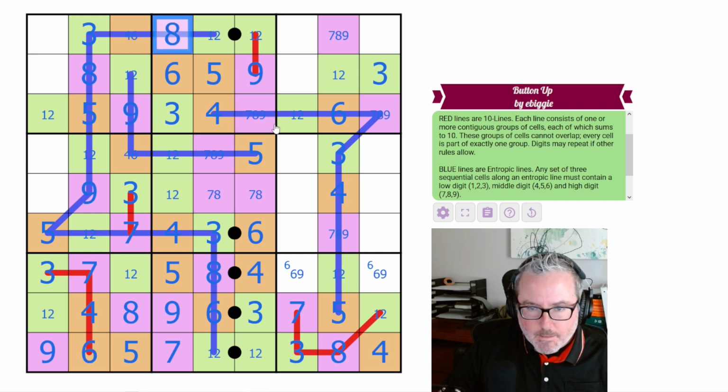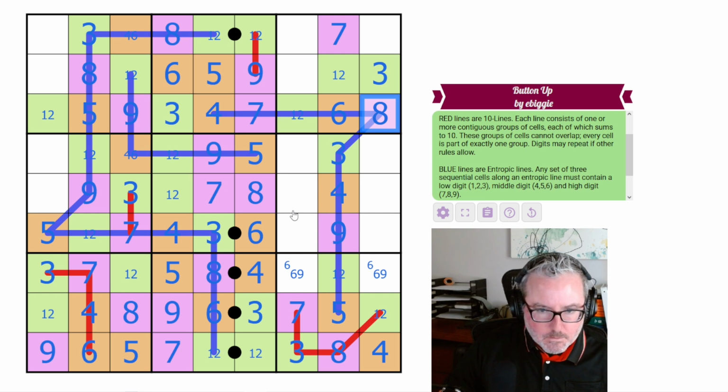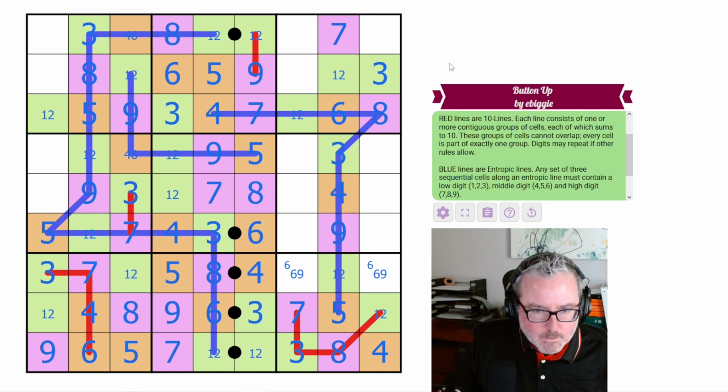This is 8. This is 7. This is 8. This is 7. This is 9. This is not 7 or 8. This then is 7. This is 8. Yeah, this coloring is making it hard for me to see, but I'm going to stick with it. Just because I want to be that way.